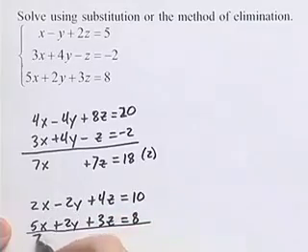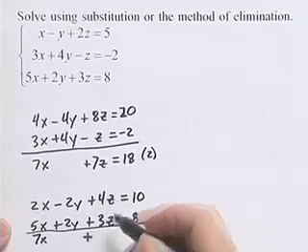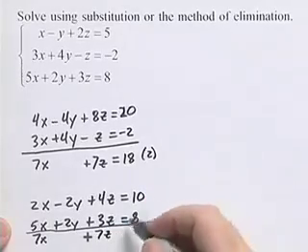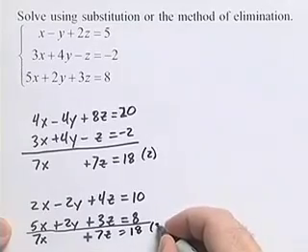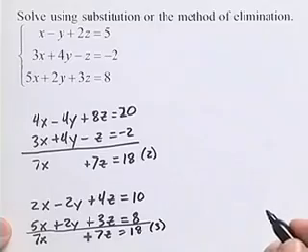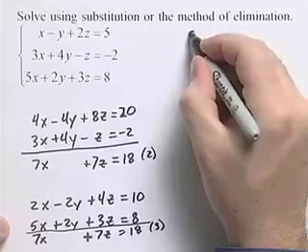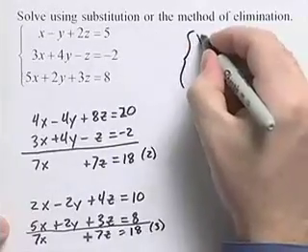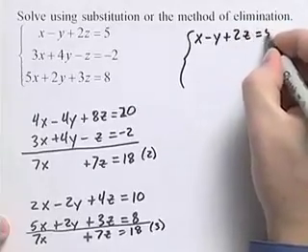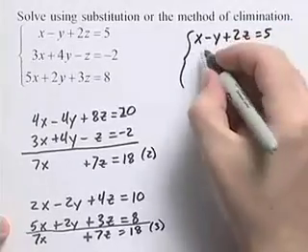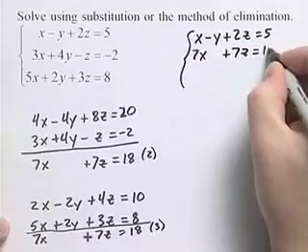2x plus 5x is 7x. Negative 2y plus 2y is 0. 4z plus 3z is 7z. And then 10 plus 8 is 18. We're going to call that our new equation 3. Let's rewrite our system first. We keep our original equation, x minus y plus 2z equals 5. Rewrite our second equation now, calling this 7x plus 7z equals 18.